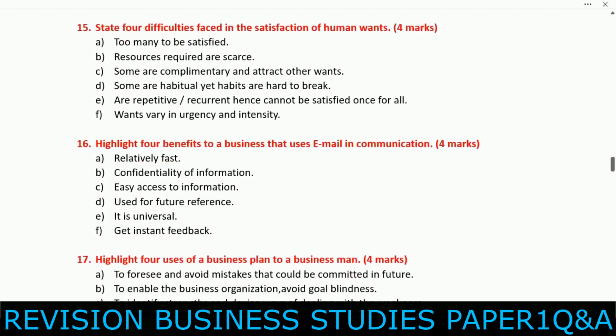Go to question number 15. State 4 difficulties faced in the satisfaction of human wants. Number 1, too many wants are to be satisfied. Number 2, resources required are scarce. Next, some are complementary and attract other wants. Next, some are habitual, yet habits are hard to break. Next, wants are repetitive, that is recurrent, hence cannot be satisfied once and for all. Next, wants vary in urgency and intensity.